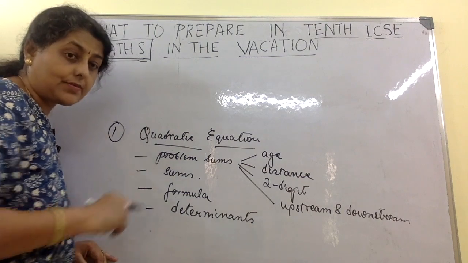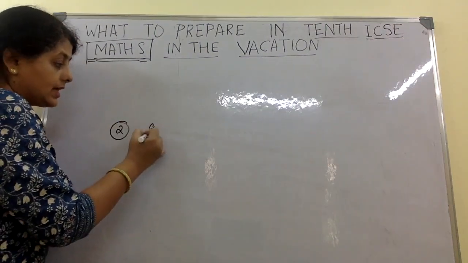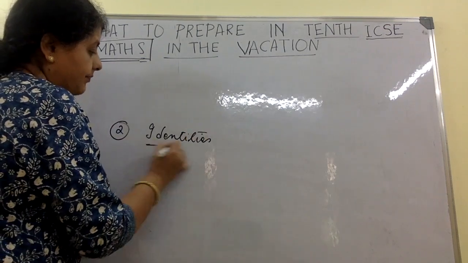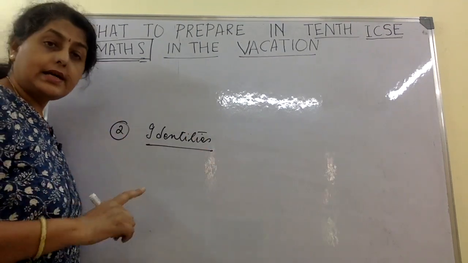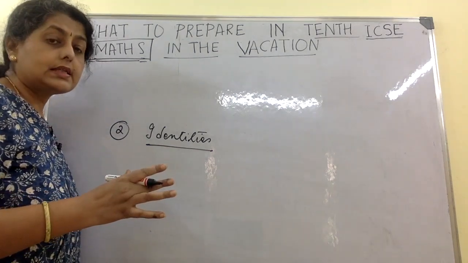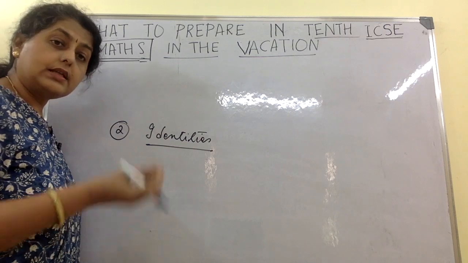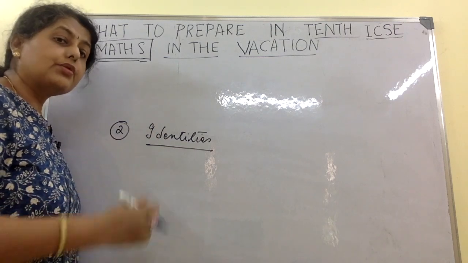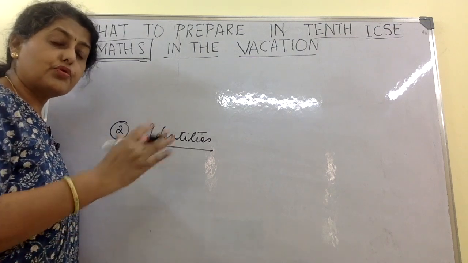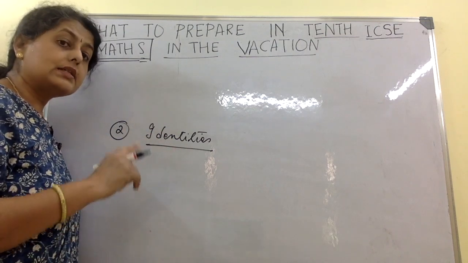What is the second chapter now? The second chapter that I am saying is identities, trigonometric identities. Now you ICSE children are not new to trigonometry. They have done trigonometry in 9th standard. Now here in this chapter you will find the entire chapter is based on 'prove that' type of questions. Now that is not easy.